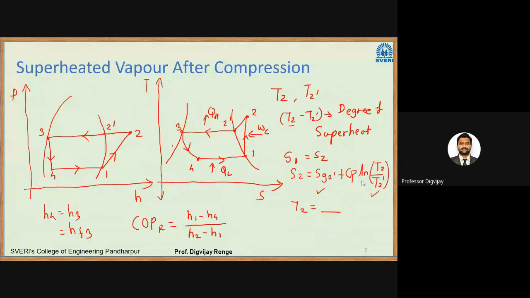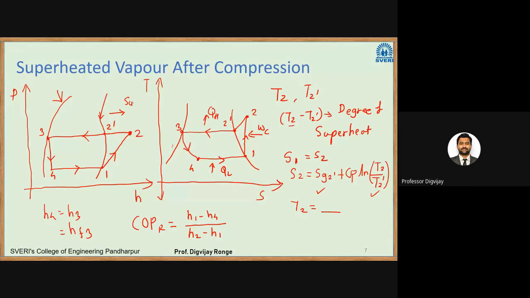The next type we have seen is superheated vapor after compression. Again, after compression that will be point 2, and point 2 should be in the superheated region. The superheated region is to the right of the saturated vapor curve. We have the saturated liquid curve and the saturated vapor curve, and the superheated region lies on the right of the saturated vapor curve. So point 2 should lie in this superheated region.